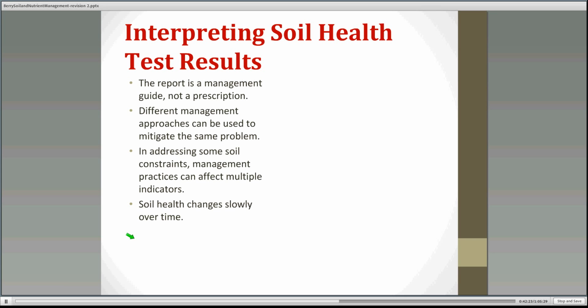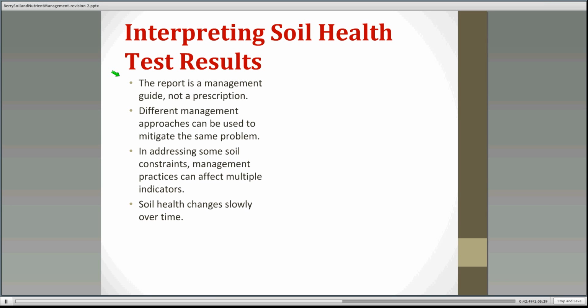So, interpreting soil health test results. Make sure to understand, and this is something that it took me a while to understand, that the report is a management guide. There is no real hard and fast prescription. But what it does give you is readable data so that you can try to figure out your management around the data.